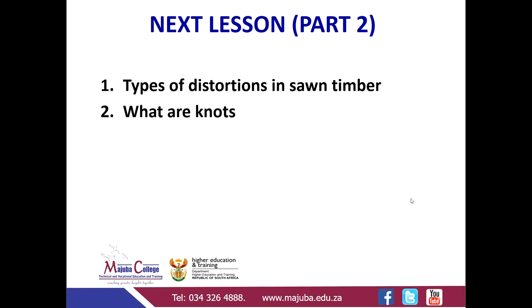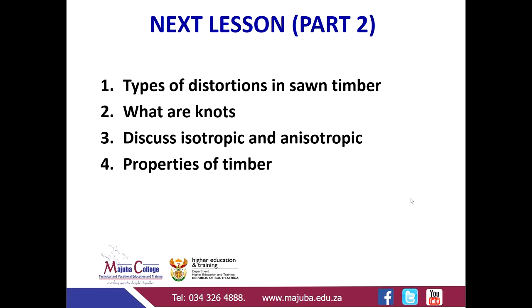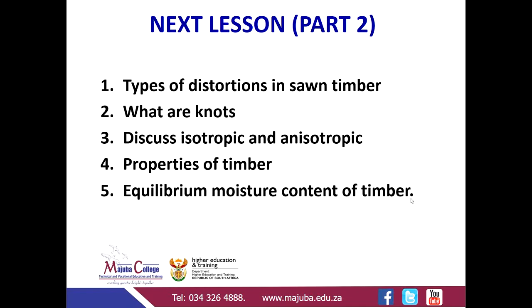What are knots? Guys, we know that when the tree grows, there are branches that grow on the tree and you cut them off. Then what are the effects of those branches? We need to discuss the isotropic and anisotropic. We need to discuss the effect of grains. I mentioned grains earlier on. We need to discuss the effect of grains on timber. We need to understand the properties of timber. Lastly, the equilibrium moisture content of timber.